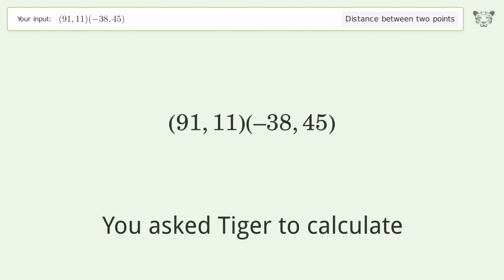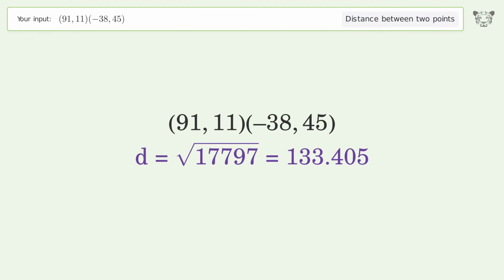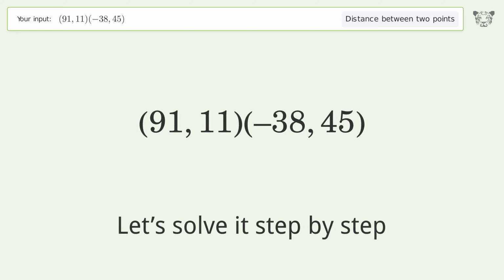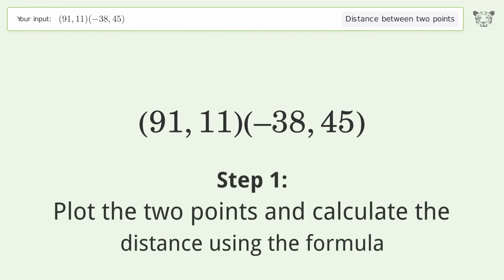You ask Tiger to calculate. This deals with the distance between 2 points. The distance between the 2 points is the square root of 17,797, or 133.405. Let's solve it step by step. Plot the 2 points and calculate the distance using the formula.